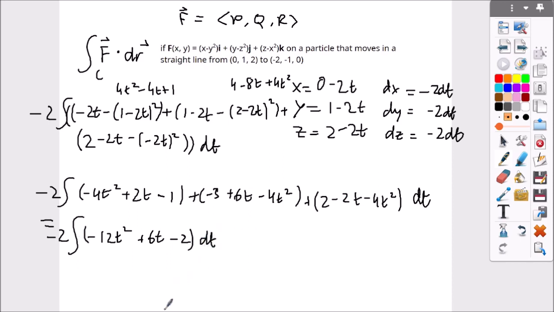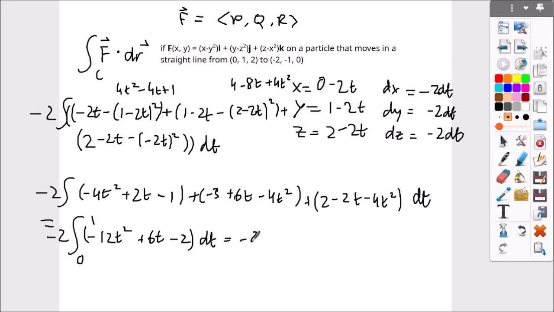Okay, what are our bounds? We actually have to calculate the bounds now. Very important. If we set our original point at 0, 1, 2, then that's where the time is 0, because that's our point right there. When the time doesn't affect these x, y, and z coordinates, it becomes 0, 1, and 2. And when the time is 1, which is what we've set for this equation, it will become negative 2, negative 1, and 0. So the bounds are from 0 to 1.